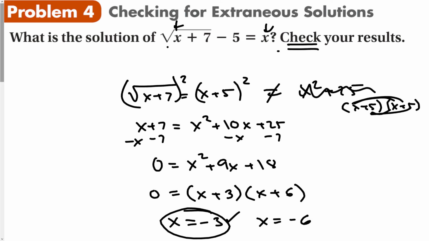Okay, so let's plug in -6. Okay, so -6 plus 7 is the square root of 1 minus 5. Whoops, minus 5 is equal to -6. -1 minus 5 is -4. Is that equal to -6? No, it is not. Okay, so that means -3 works, but -6 does not. It is an extraneous solution. It is an extra solution. It is not part of this solution.